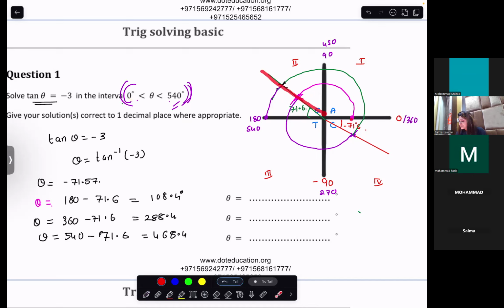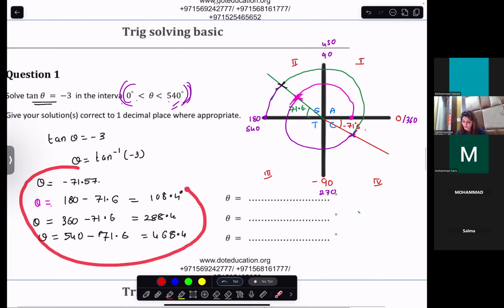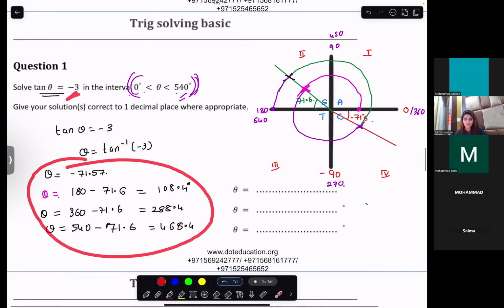After I plotted my principal value of theta, which was here and here, I started with the direction of my unit circle. I completed one unit circle. I did not complete the second unit circle, but I stopped at 540. When I started from here, my first angle was this 180 minus theta. Second angle was this 360 minus theta. Third angle was this, which was 540 minus theta. And this is how I got all the values of theta.